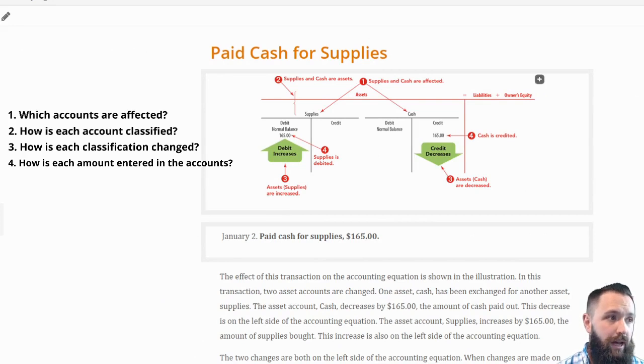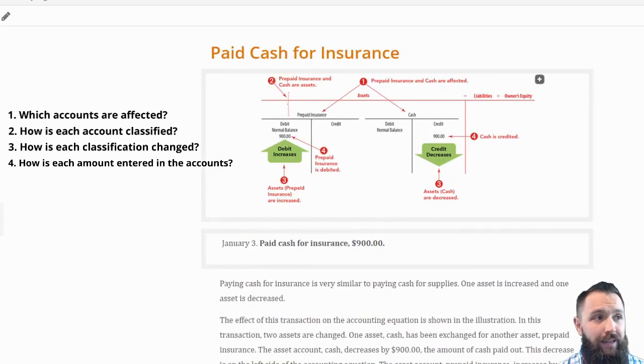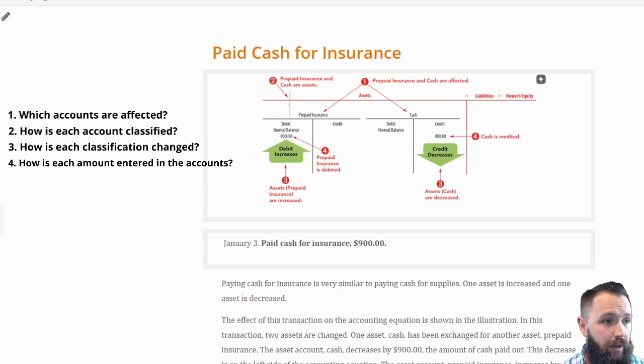Paid cash for supplies. Well, supplies needs to increase and cash needs to decrease. They're both assets, and supplies, to increase it, must be debited. Cash, to decrease it, must be credited. We look at paid cash for insurance, and this time prepaid insurance is going to be the asset that increases on the debit side. Cash is going to be the asset that decreases on the credit side.